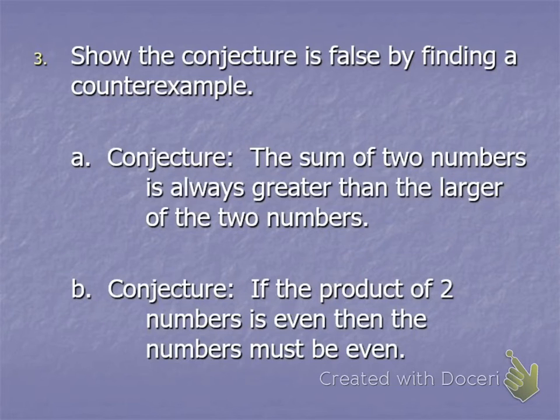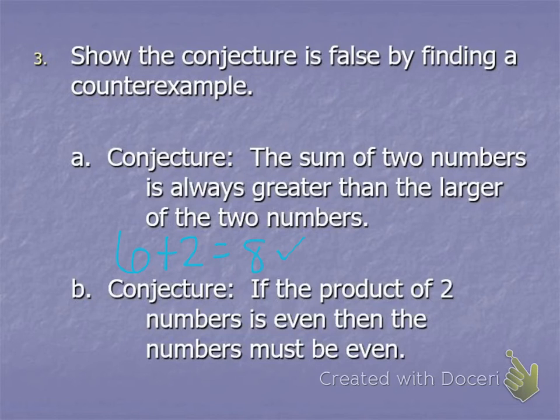6 and 2. Okay, so this is saying that I'm taking the sum of two numbers. So in this case, I'll take 6 plus 2. What would I get? 8. This conjecture says that the sum, 8, should be bigger than the larger of my two numbers. Is it? Yes. So this shows that it's true. So this would be like, oh, okay, so this might work all the time. Can we come up with one that maybe doesn't?